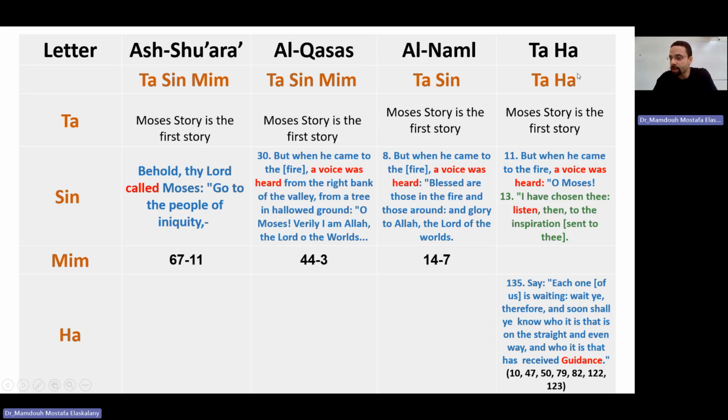So in the fourth one, what is common with all the surahs? It is only the Ta sound. And what is common with all surahs? It is Moses' story. So the Ta letter must refer to Moses. Ta refers to Moses.